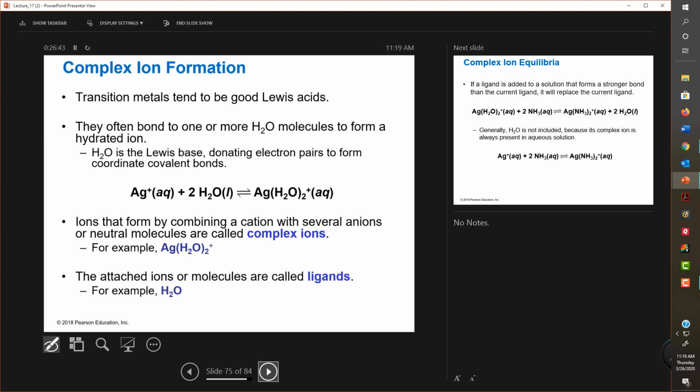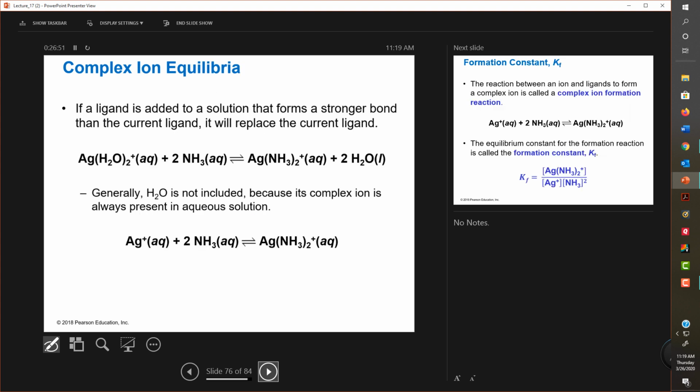All right, this is where we're going to stop. I'm not going to cover the complex ions. I don't really think it's as important at this point. Let's do it conceptually, not mathematically.